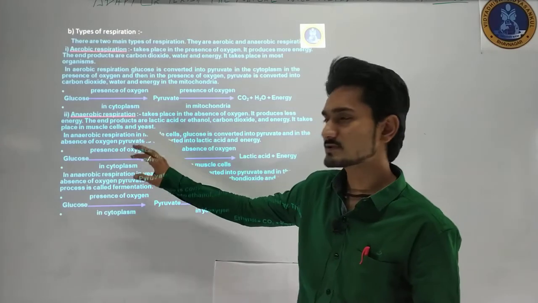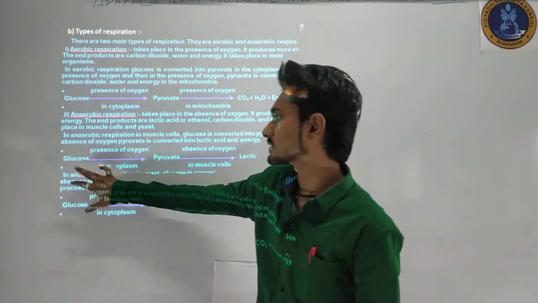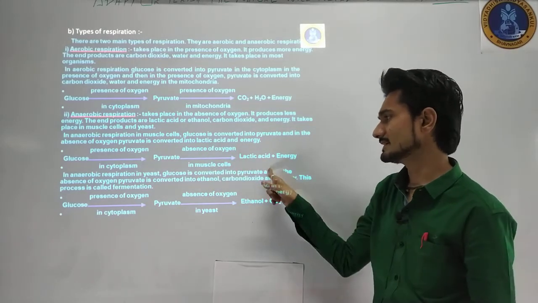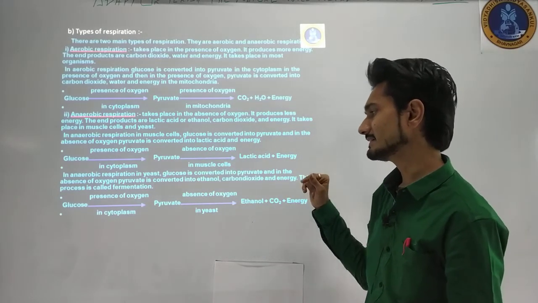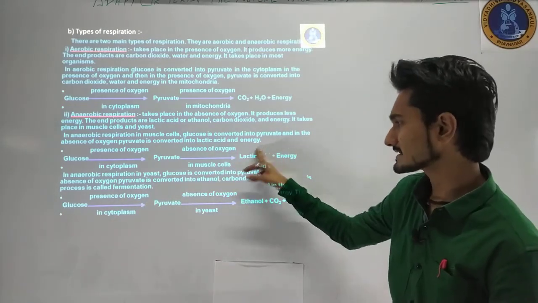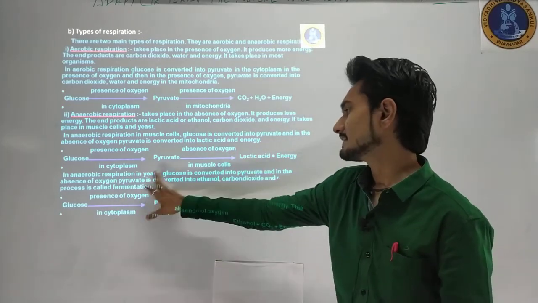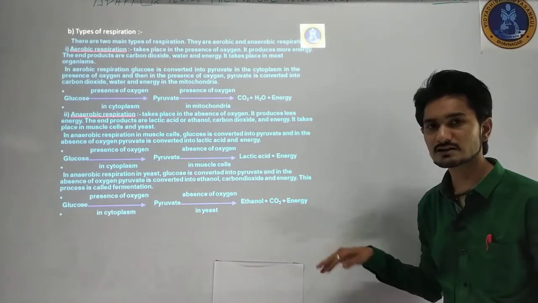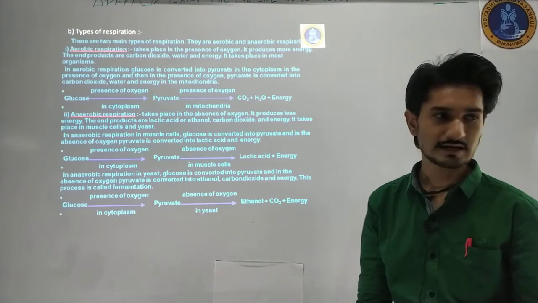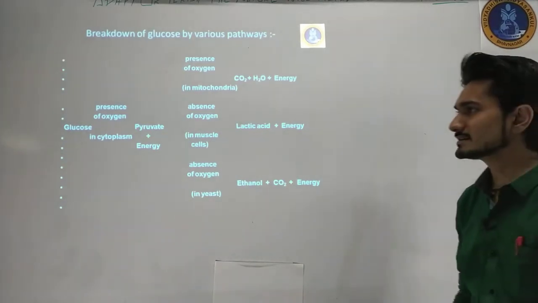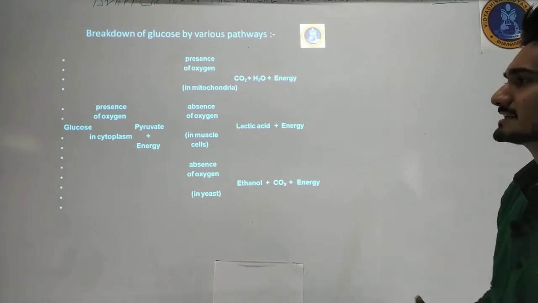So what happens in the anaerobic respiration process? The glucose is converted to pyruvate. If oxygen is absent, then lactic acid and energy are created. Also, in mild oxygen, lactic acid and energy are created. In the fully oxygen-absent case, ethanol, carbon dioxide and energy will be created.